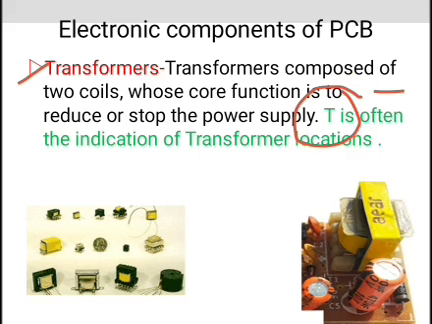So T is often the indication of the transformer location on the PCB. So this is the indication of transformer. So this is the transformer. So T1 they are indicating. So this T1 is often the indication of the transformer location.